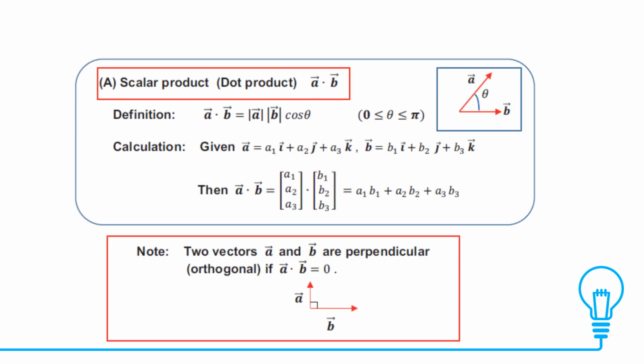For a quick recap, let's take a look at the scalar product or dot product for two vectors. So for example, vector A dot with vector B is equal to magnitude of vector A times magnitude of vector B times cos theta. And if vector A and vector B are perpendicular, then vector A dot vector B will be equal to 0.